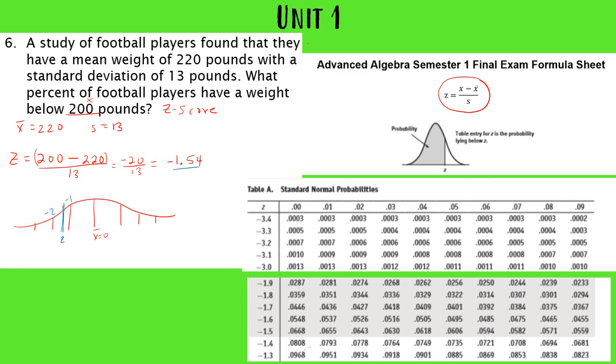Now the question says, what percent of football players have a weight below 200 pounds? So below 200 pounds means I'm looking for this area of the curve underneath to the left because it's below 200 pounds.